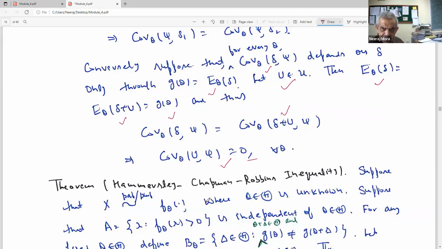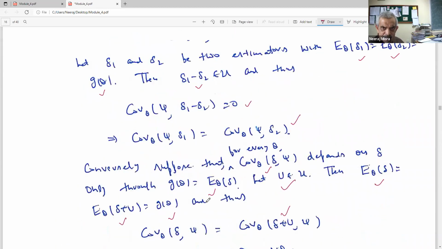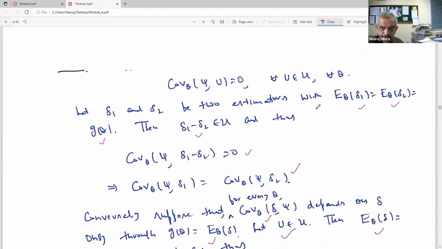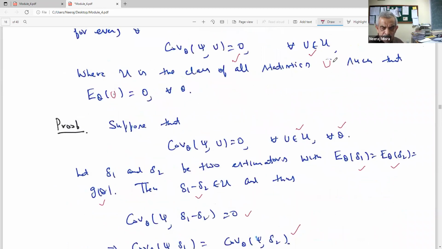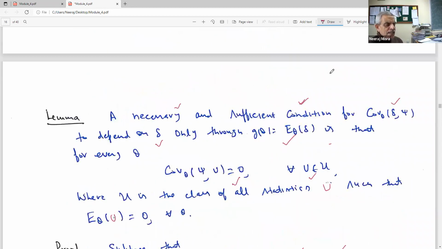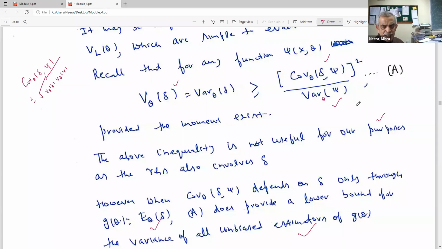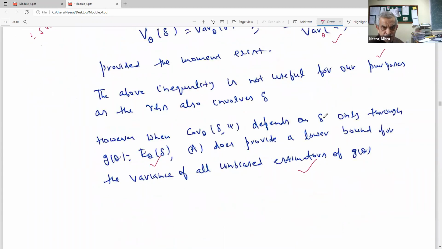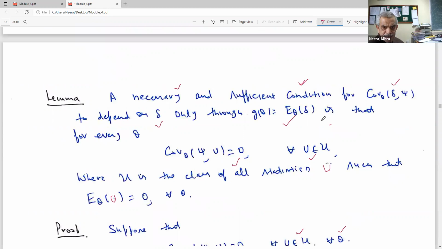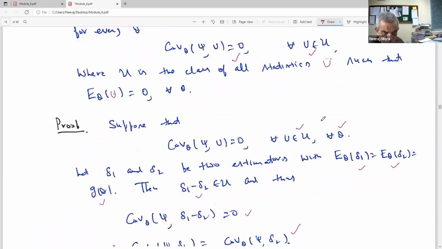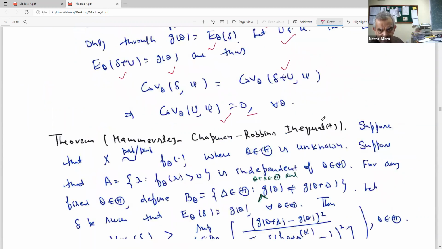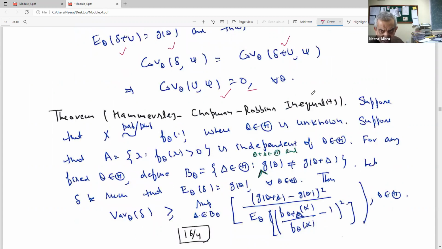So the other theorem suggests that this Cauchy-Schwarz inequality can be useful if I choose psi such that the covariance of psi and u is zero for every unbiased estimator u of zero. So the next theorem exploits that fact, which is called the Hammersley-Chapman-Robbins inequality. It is a much more general inequality than the Cramer-Rao inequality. So let us try to see.